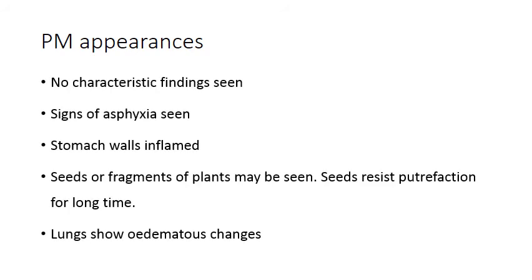There is no specific finding seen in datura, but the signs are usually that of asphyxia, and the stomach wall is inflamed. You may also find seeds or the fragments of the plants within the GIT, and these seeds of the datura resist putrefaction for a very long time and they can still be seen in the GIT of a person, and lungs show edematous changes.